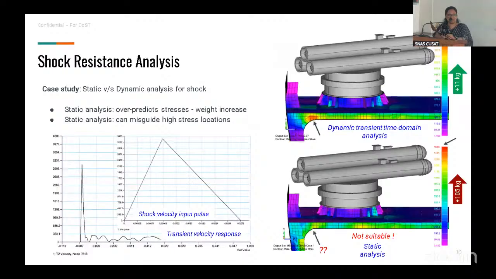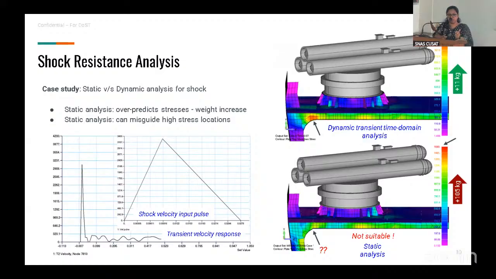Now this is shock resistance analysis. This is a comparison between the static shock analysis and the dynamic transient time domain analysis. The figure shows the analysis done on a seating for a torpedo launcher. So the first figure shows the results from a dynamic transient analysis, and the second figure shows the results from a static analysis.